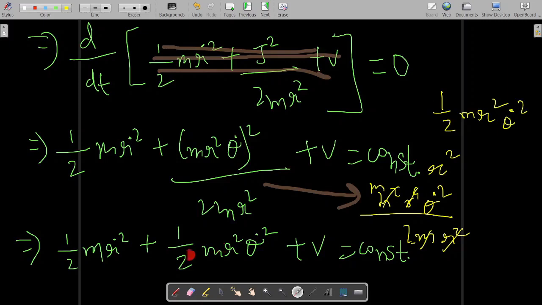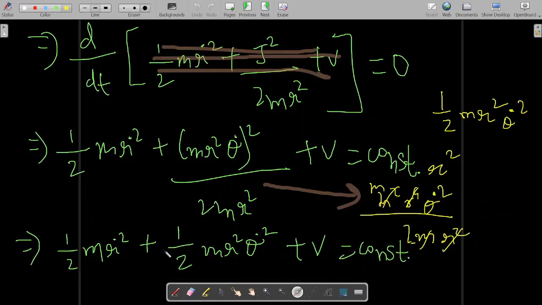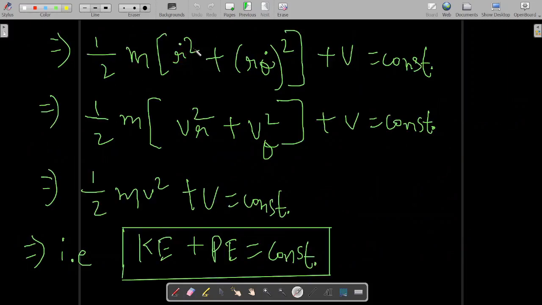So you can have a look over here. Half m r dot square plus half m r square theta dot square plus V, the entire entity is equal to constant. So what to do next? Half m will be just taken outside. Inside the bracket, r dot square plus r square theta dot square will be there. So you can write it as r dot square plus (r theta dot) whole square, plus V equal to constant.